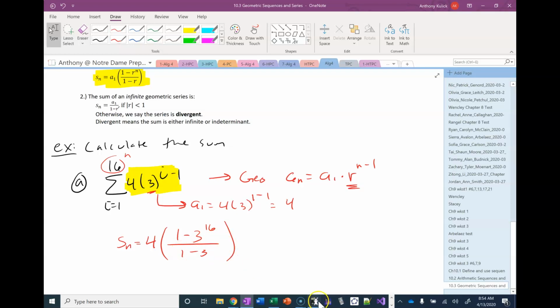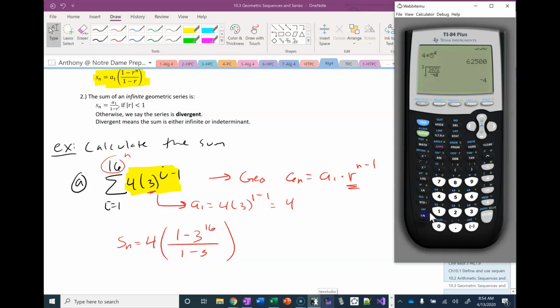And now I'll just go to my calculator and type this in. So I have 4 times, and then I'll do my fraction command just like we did earlier: 1 minus 3 to the 16 over 1 minus 3. So I get 86,093,440.